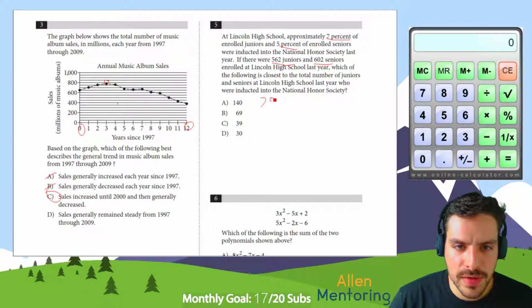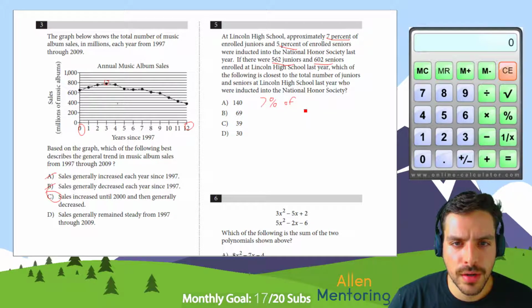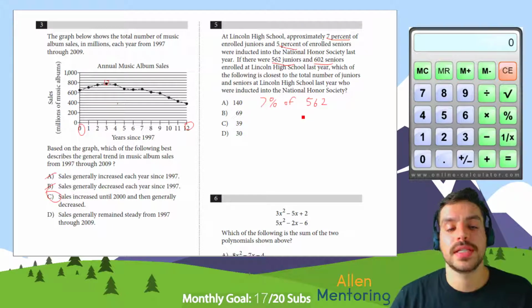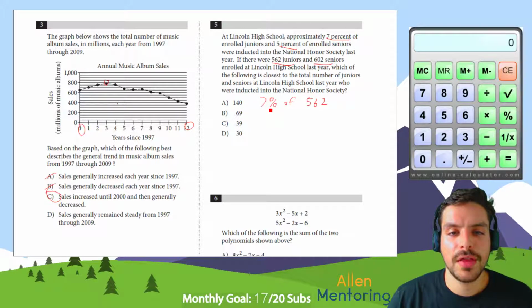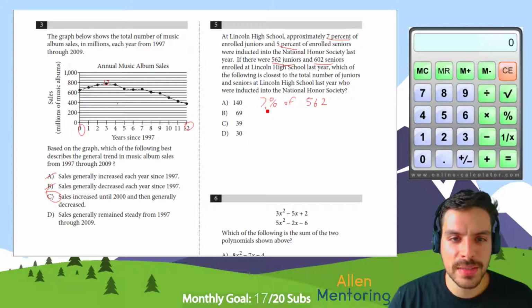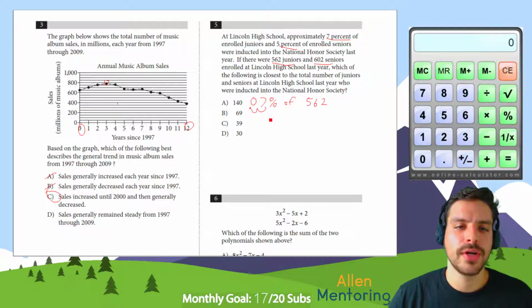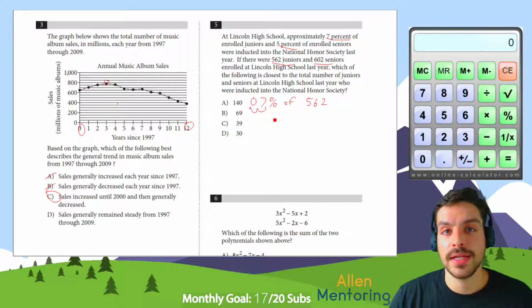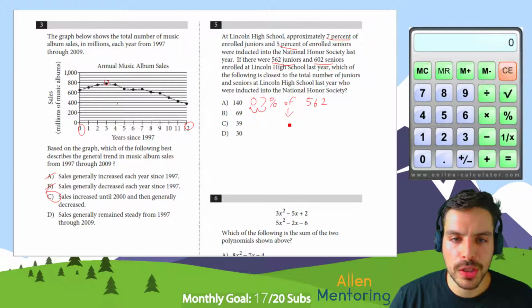Okay, so 7% of 562. Okay, so how do we do this? Well, my favorite method for finding percent of is switching the percent into a decimal. Okay, and the way that we do that is we move it 2 decimal places to the left. So we move it 2 decimal places to the left, and since we don't have anywhere to move, we put in a 0 here. So 7% is also known as 0.07. Of, we can translate to mean multiplication.